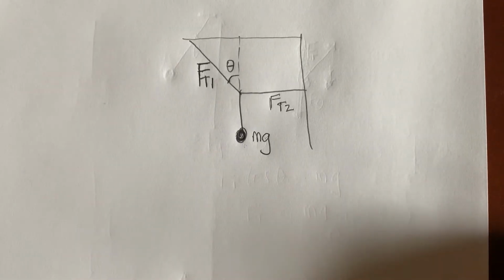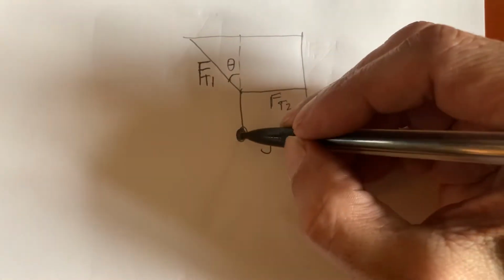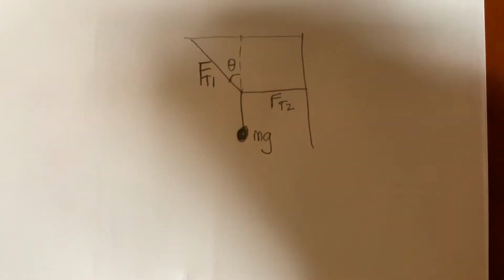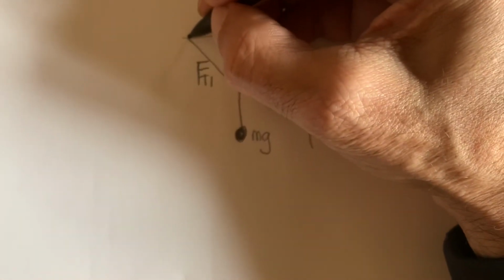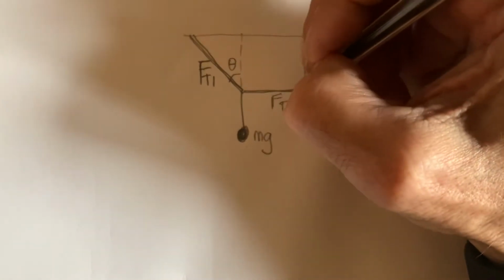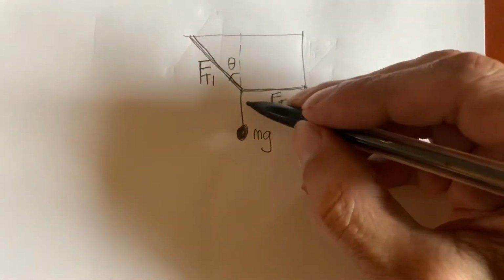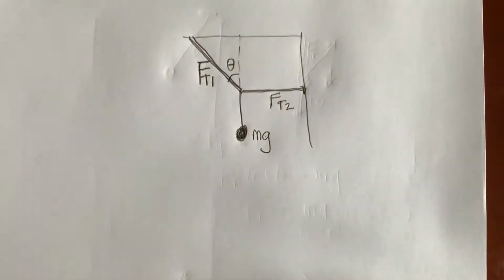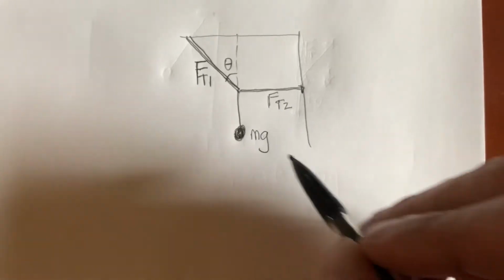Next, take a look at something a little more complicated. Again, this is going to be at rest. And so we have a situation where you have a string pulling this way and another string pulling this way. And I hang a mass on this third piece here.